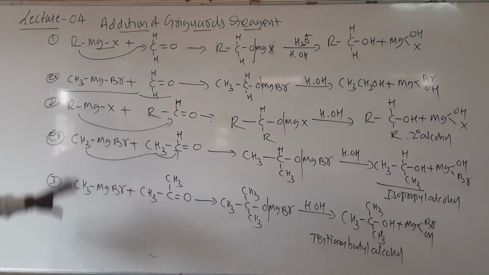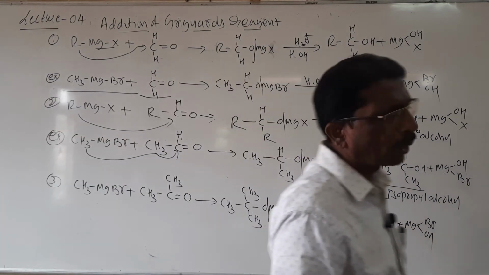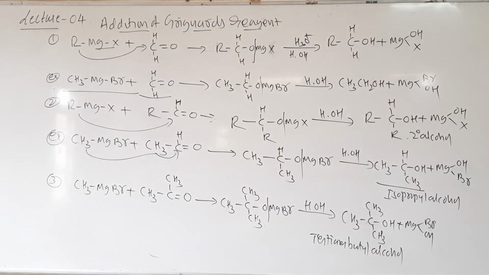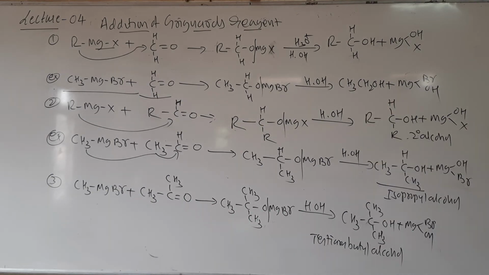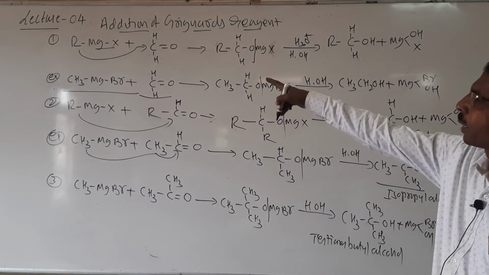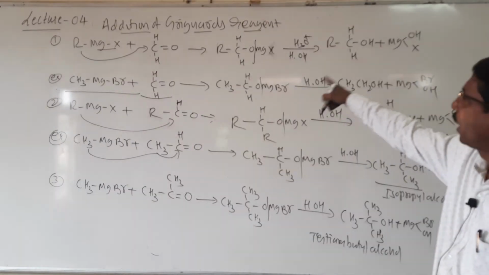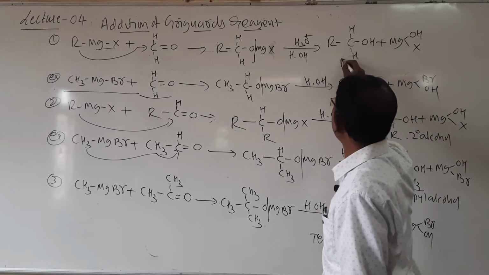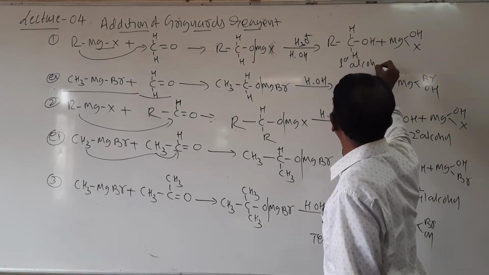So here it is with Grignard's reagent, because you are very familiar with Grignard's reagent as we have already discussed in alcohols, phenols and ethers. So, preparation of alcohols from Grignard's reagent. When this Grignard's reagent is treated with formaldehyde, it gives a primary alcohol.